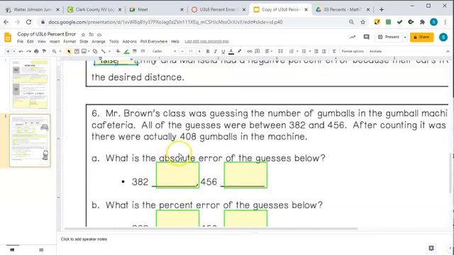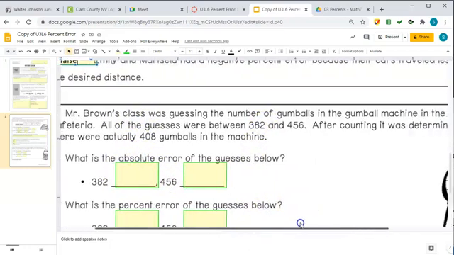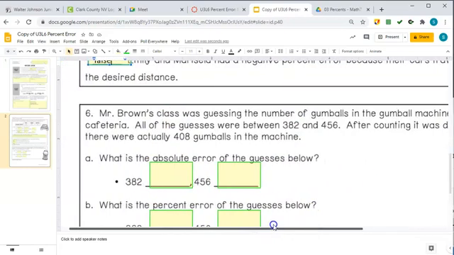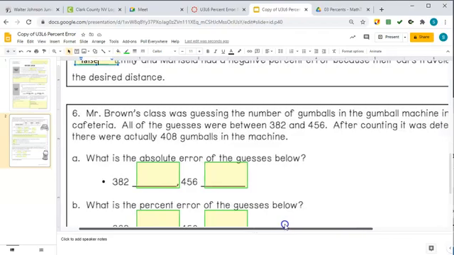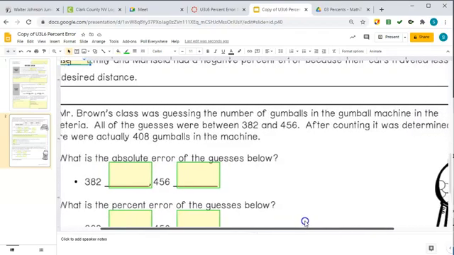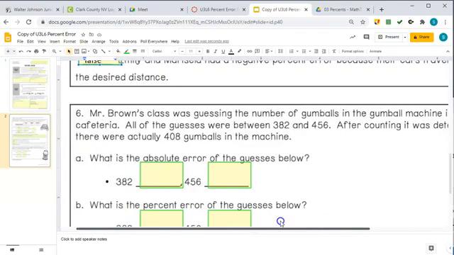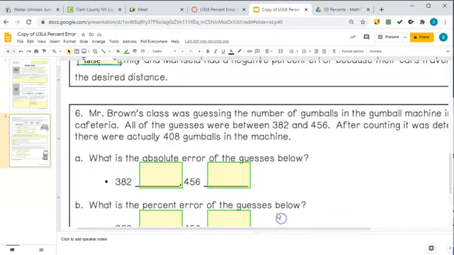Alright, let's go ahead and read this one. Mr. Brown's class was guessing the number of gumballs in a gumball machine in the cafeteria. All the guesses were between 382 and 456. After counting, it was determined that there were actually 408 gumballs in the machine. What is the absolute error of the guesses below?